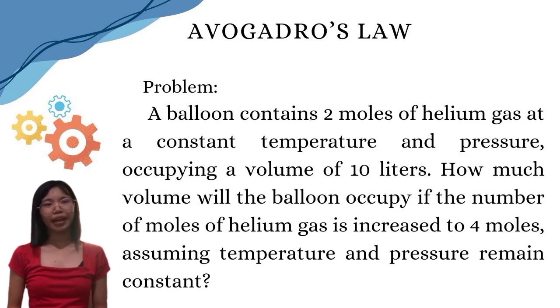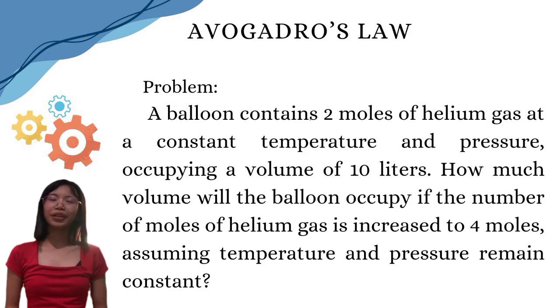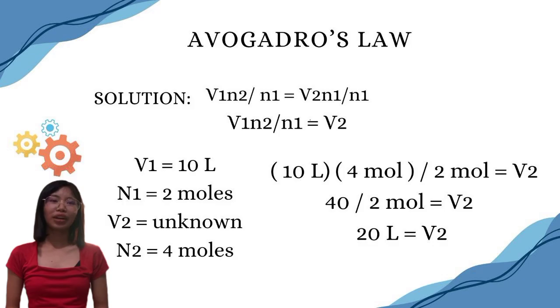So I prepared a word problem so that we can calculate what the volume is. So let's proceed to that problem. A balloon contains 2 moles of helium gas at a constant temperature and pressure, occupying a volume of 10 liters. How much volume will the balloon occupy if the number of moles of helium gas is increased to 4 moles, assuming temperature and pressure remain constant?